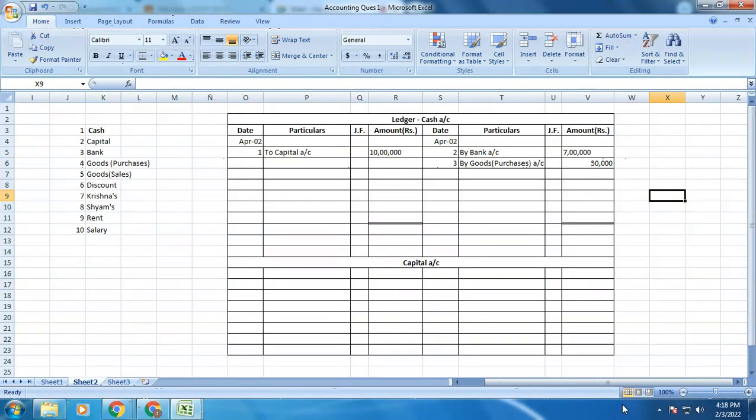Next transaction now. Cash to bank. Cash account debited to bank. This is on the 4th of April. So because cash account is being debited, we write 'to bank'. This was the withdrawal of money for office purposes. Next one.